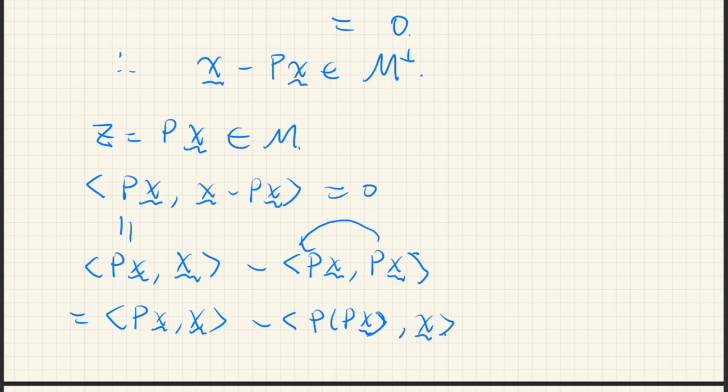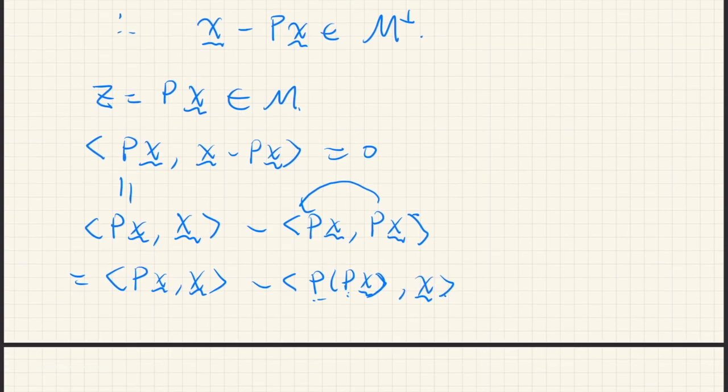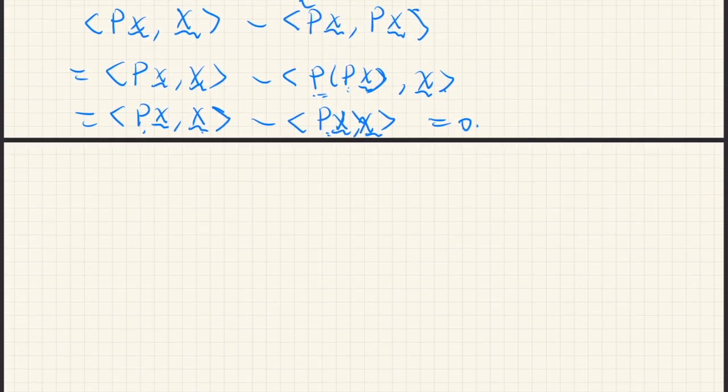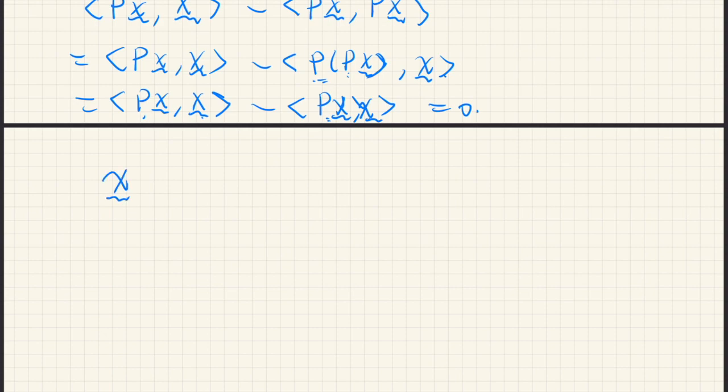So that is px minus ppx, and x. But if we apply the projection twice, that is same as applying only once. So that is this minus px and x. So px times x minus px times x, so that should be equal to 0. So based on this observation, let us decompose x into two parts. That is px and x minus px.